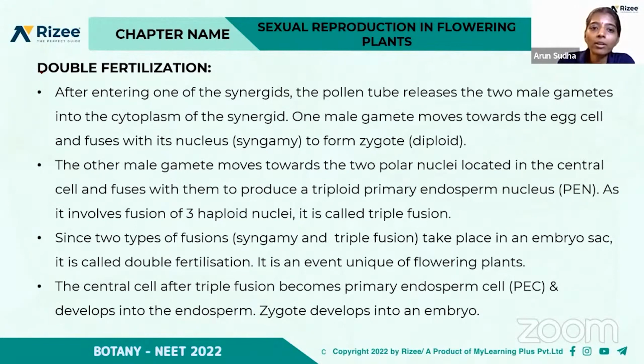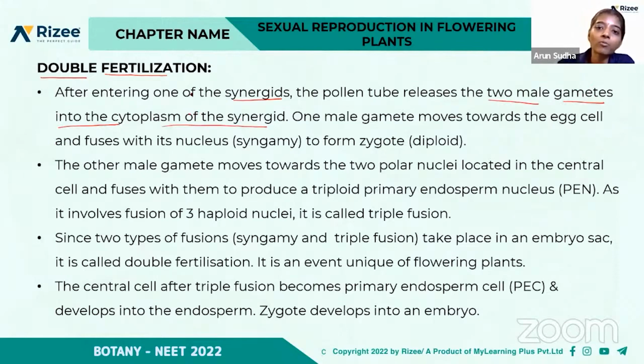So why is it called double fertilization? Because there occur two fertilization events, right? So how is it happening? After entering one of the synergids, so we saw that in the majority of angiosperms the pollen tube enters the ovule through the synergids, right? After entering one of the synergids, the pollen tube releases two male gametes into the cytoplasm of the synergid.